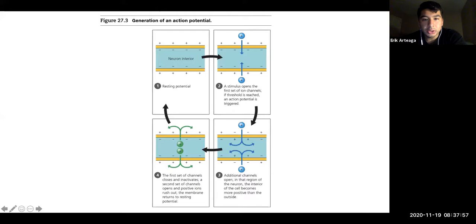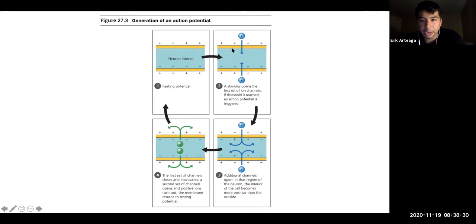So generation of an action potential, right? We have a resting potential. This is going to be the negative charge on the inside, and on the outside you have that positive charge. So this is non-firing. This is ready to go. A stimulus opens the first set of ion channels, and if the threshold is reached, an action potential is triggered. So depending on whether or not that nerve has been stimulated enough will determine whether or not the action potential of the nerve is going to fire.